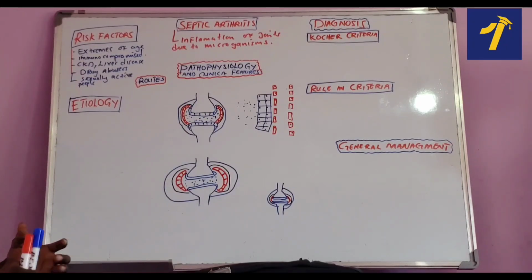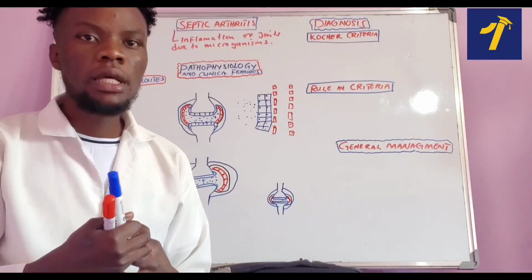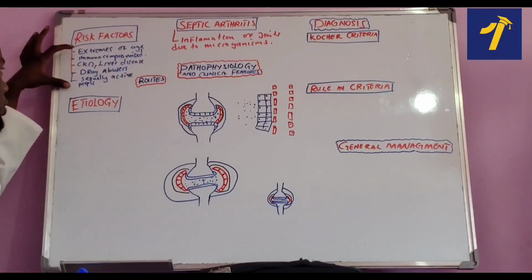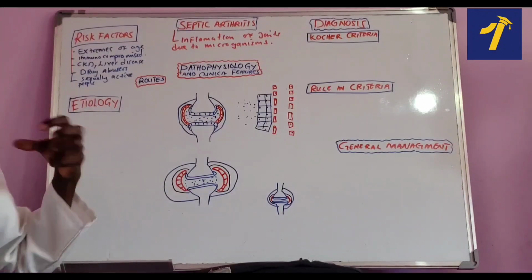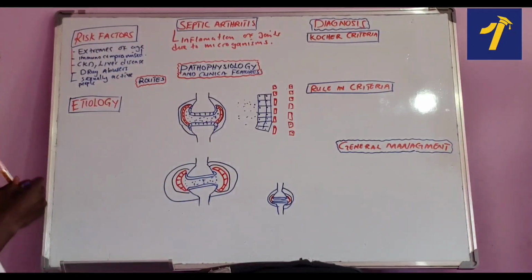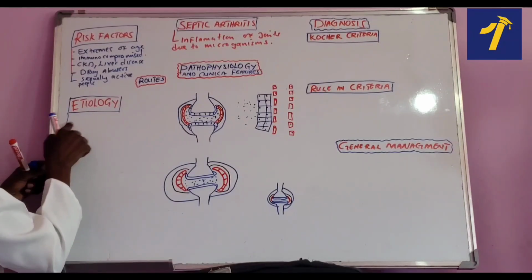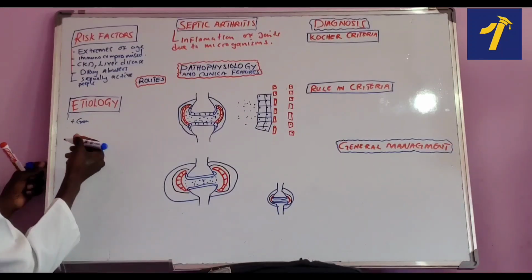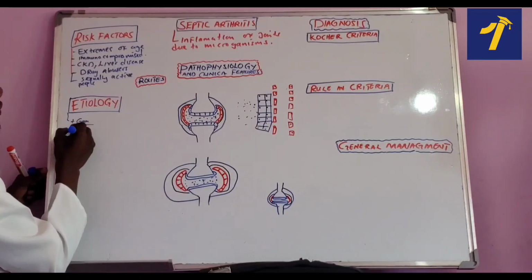Now next, since we know the risk factors, we need to understand what could cause septic arthritis. Yes, these people can develop septic arthritis because of these risk factors, but what are the causative organisms? Let us write on that. The first one is the most common cause. We'll start with gram positive bacteria. We're going to start with Staphylococcus aureus.